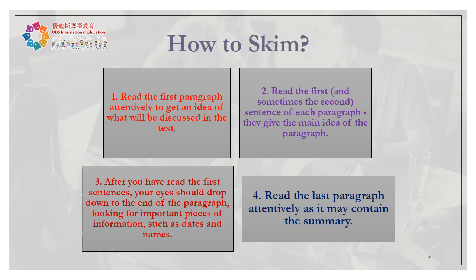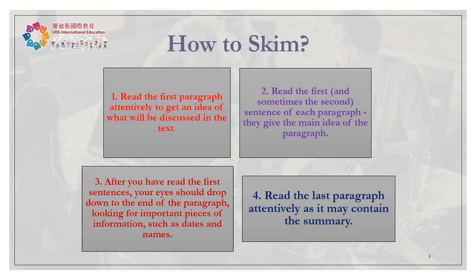Okay, there are four major skills, four major steps of skimming. Okay, number one, read the first paragraph attentively to get an idea of what will be discussed in the text. First paragraph is always important. Okay, so number two, read the first and sometimes the second sentence of each paragraph. We call it the topic sentence of each paragraph. They give the main idea of the paragraph.